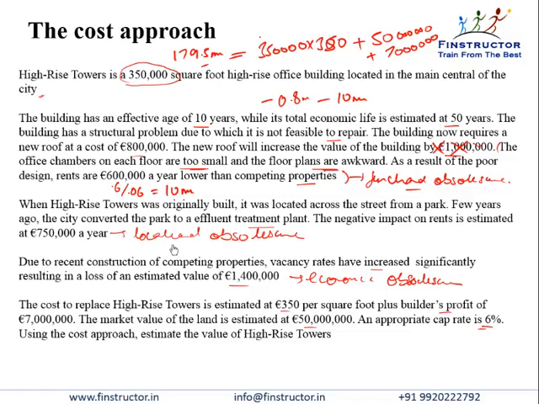We are also given some locational obsolescence. So negative impact on the rent comes out to be 0.75 million a year. So because of the locational obsolescence, the value has reduced to the extent of about 0.75 divided by 0.06, that is equal to 12.5 million euros. So from this we will further deduct 12.5.